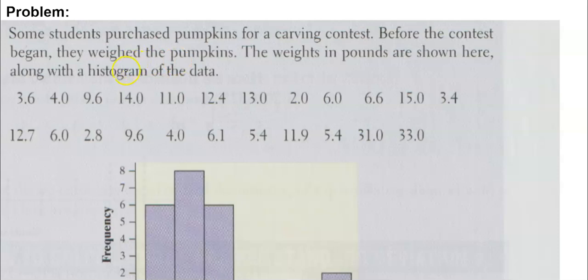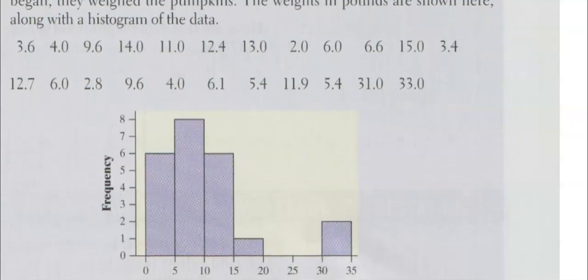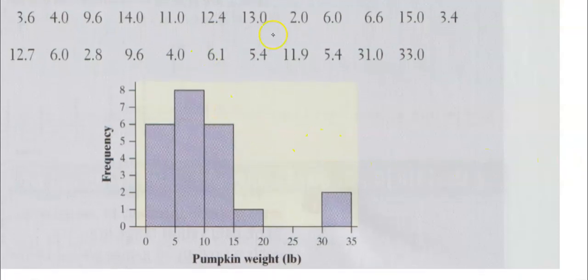Alrighty, so let's look at this problem. Some students purchased pumpkins for a carving contest. Before the contest began, they weighed the pumpkins. The weights in pounds are shown here along with a histogram of the data. So here are the weights of the pumpkins: 3.6, 4, 9.6, 14, 11, 12.4, 13, and so on. To help us summarize that data, they made a histogram.